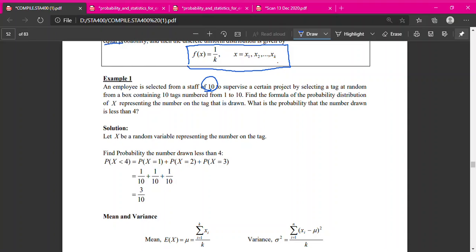So, maksudnya kat sini, they have equal chances to be selected, kan? So, dia punya probability untuk select the staff to supervise adalah 1 over 10. Setiap staff tu akan ada probability yang sama, 1 per 10, 1 per 10, 1 per 10. So, sebab itulah kita boleh represent dengan uniform distribution, which is 1 over 10. Dia punya X adalah 1 until 10.